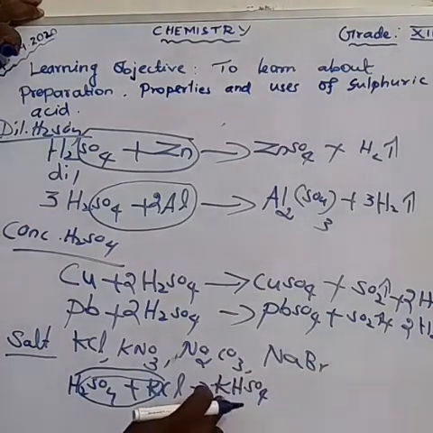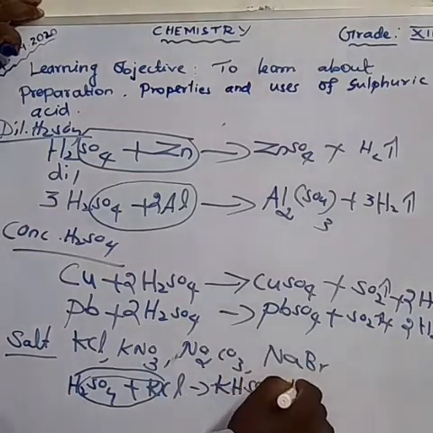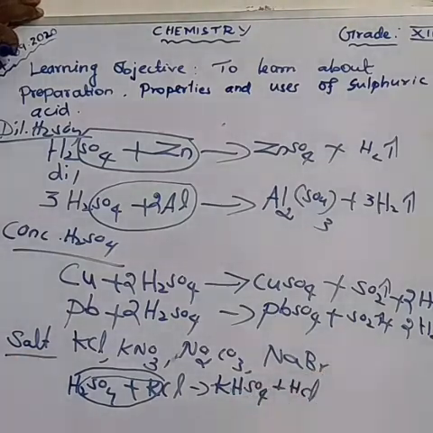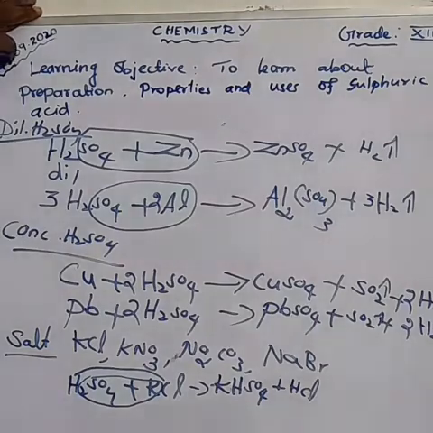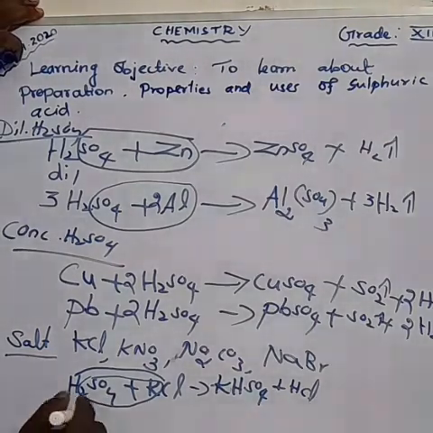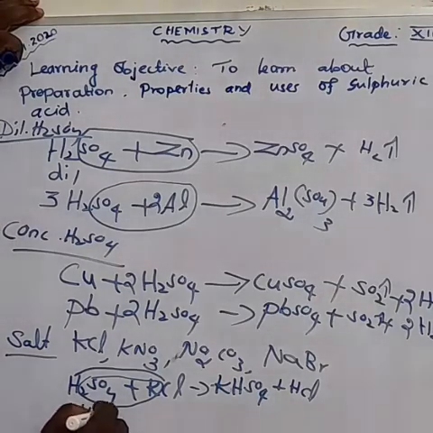KHSO4, potassium bisulfate plus HCl. Here also one equation is enough. Those who are interested, you may learn the next one. At least one equation is enough. And potassium nitrate reacts with sulfuric acid.